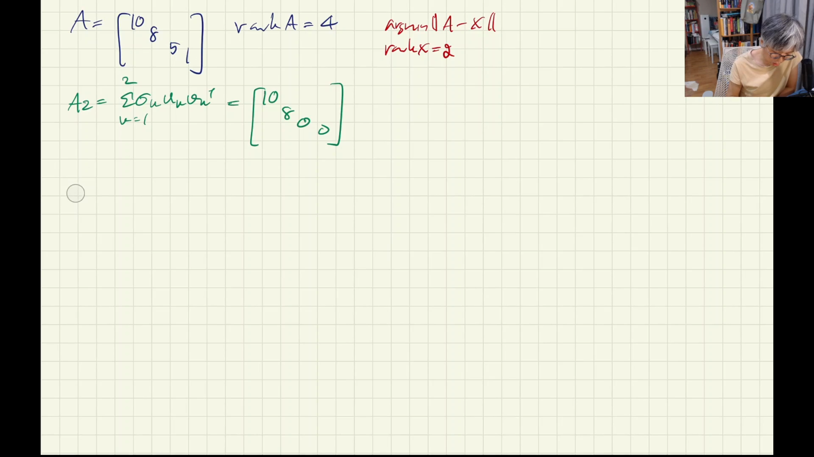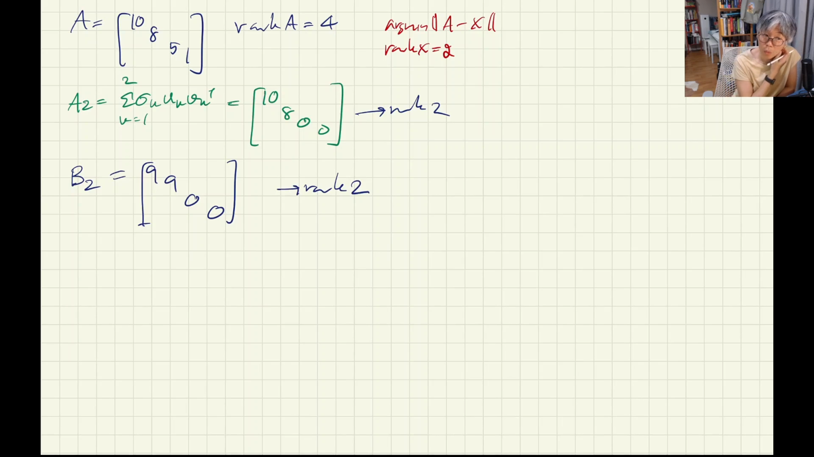I'm going to use the letter B instead, B2. Let's think of something that has rank 2. What about we make a sum of 10 and 8 and then take the average? So this one has rank 2, and this one also has rank 2. Then we're going to see the error in MATLAB.